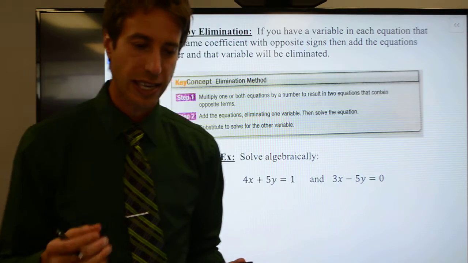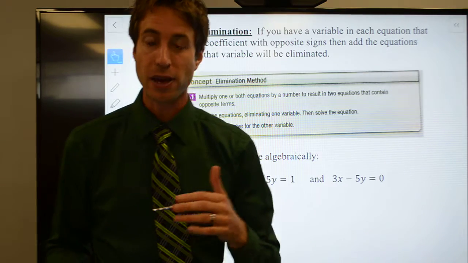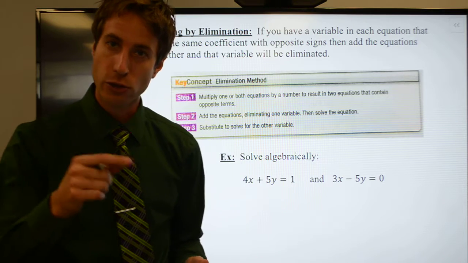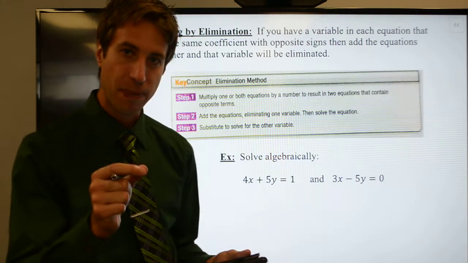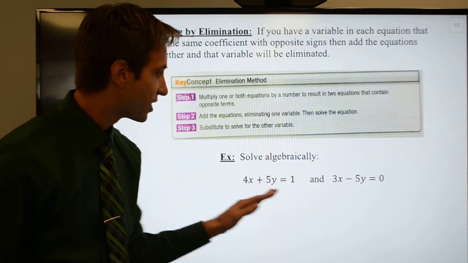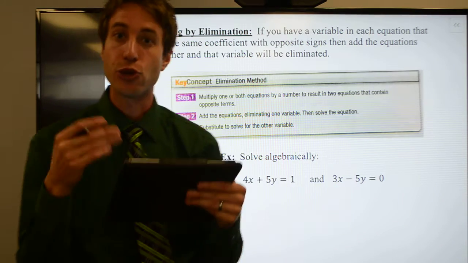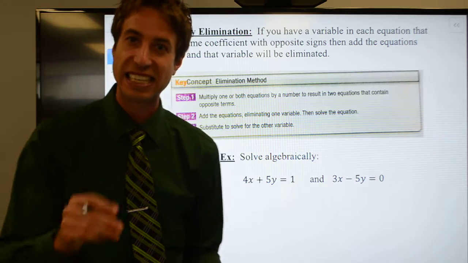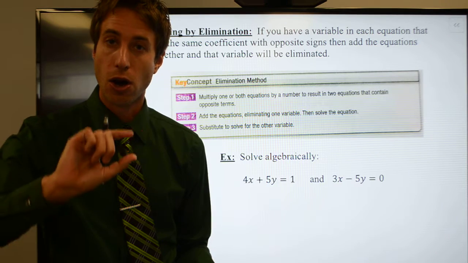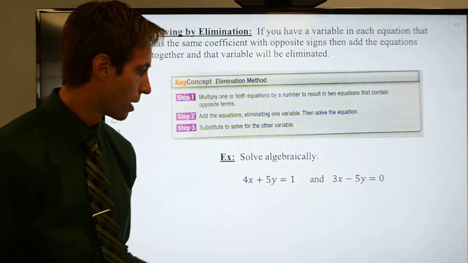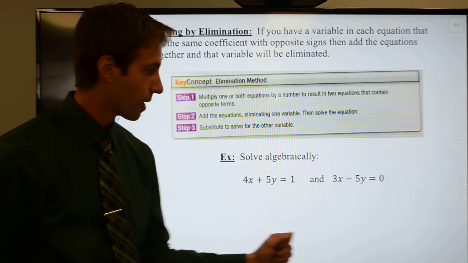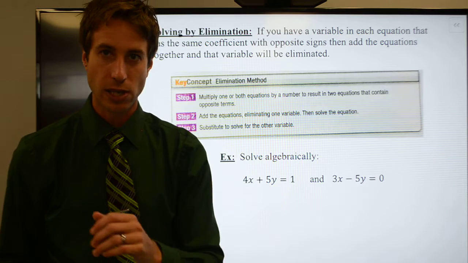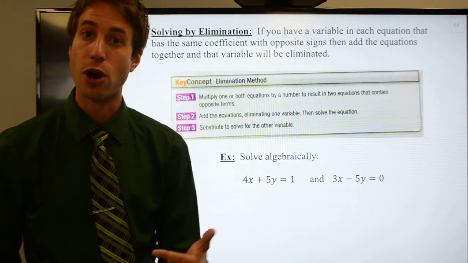What we're going to do now is get our first look at the method of solving a system of equations known as elimination. And here's the way the method is going to work. If you take a look at the system that you have been given and you notice that one of the variables in your system of equations has the exact same coefficient, opposite signs. For example, I have a positive 5y, and in my other equation I have a negative 5y. This system of equations is perfect for the method known as elimination.